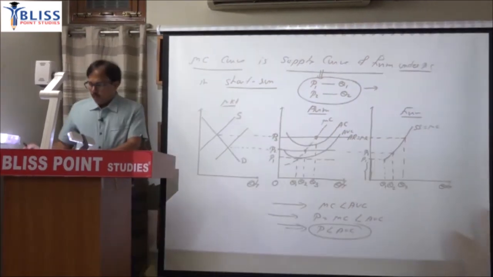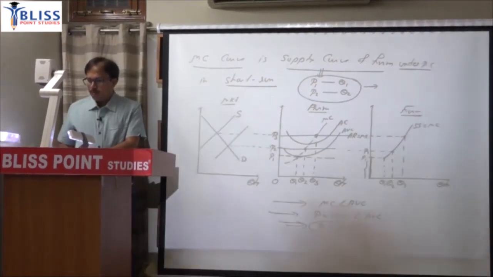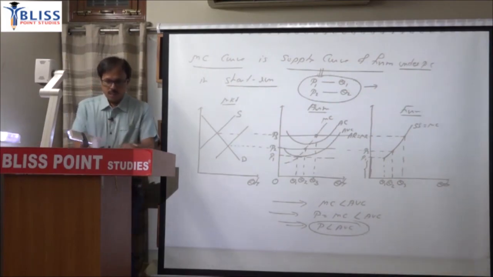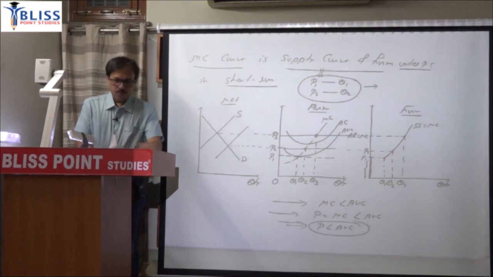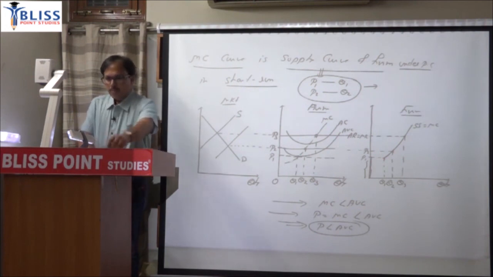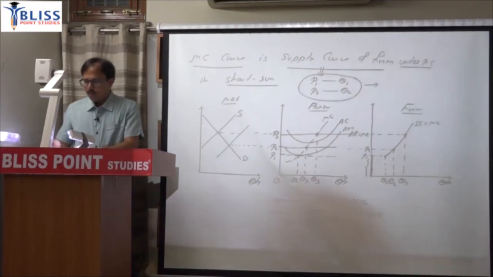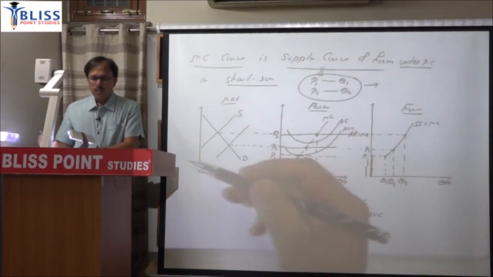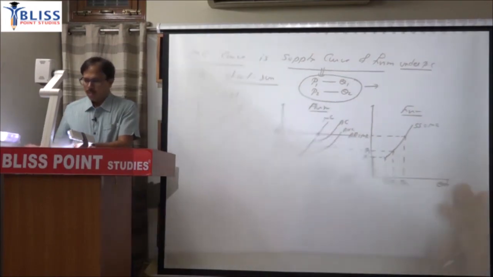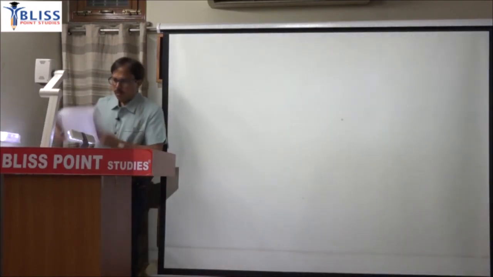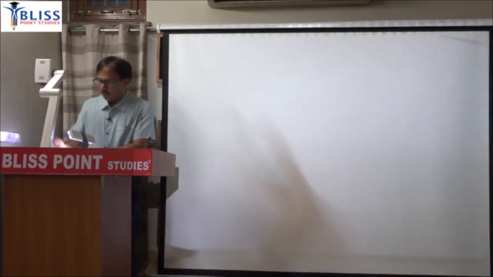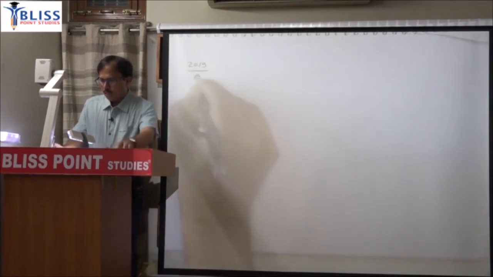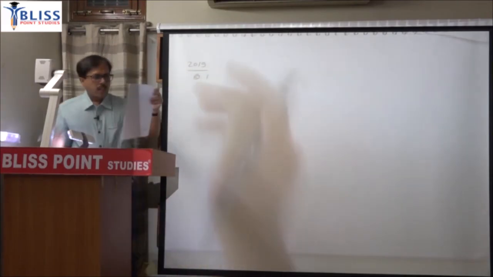So based upon this concept, we have to attempt one question, and that question was asked in last year's mains 2019. So the marginal cost curve is the supply curve of the firm under perfect competition in short run. This was a theoretical topic, and based upon that, attempt one question of 2019. You can write 2019 question number 1 and read that question first.